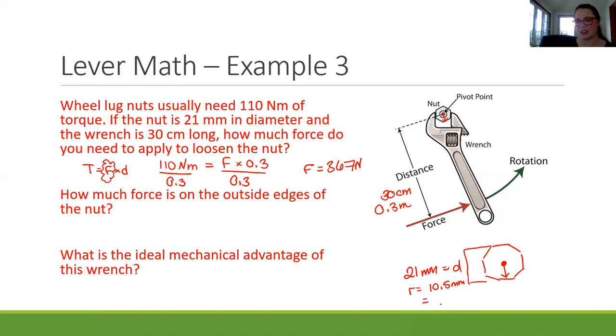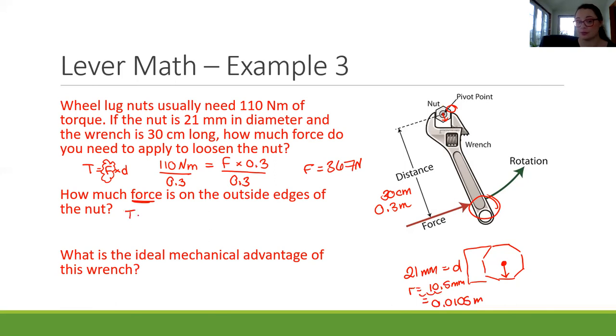Oh, but we've done everything in meters. How do we change that? Well, we move our decimal 3 places. 0.0105. Throw a conversion chart in if you need to. Okay, that's how many meters. So if we want to know how much force is on the outside, we know the torque from my force at the end of the wrench has to match the torque on the bolt. They have to be equal to each other. Torque in equals torque out, just like work in equals work out.